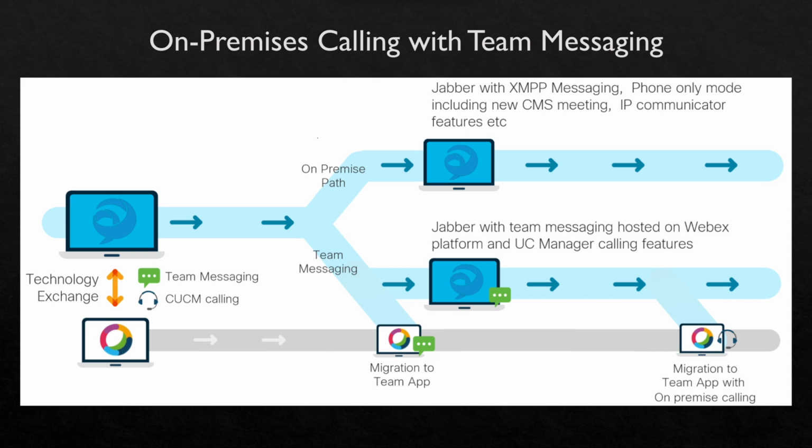Cisco Jabber Team Messaging Mode offers an alternative path to the traditional Jabber on-premise deployment using the IM and presence server for XMPP messaging. Instead, Jabber Team Messaging Mode allows the Webex Control Hub to be used as a replacement of the IM and presence server, and then all messaging and presence communication traverses through the same media path as the Webex Teams messaging. And this allows the seamless integration between Webex Teams clients and the Jabber client.